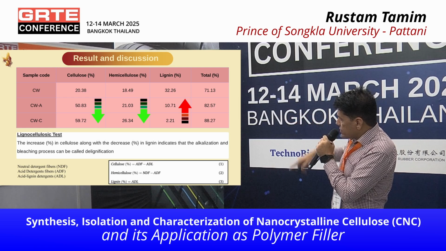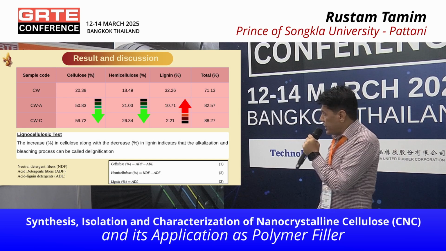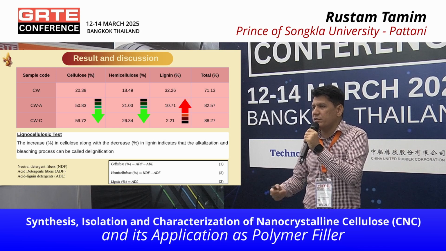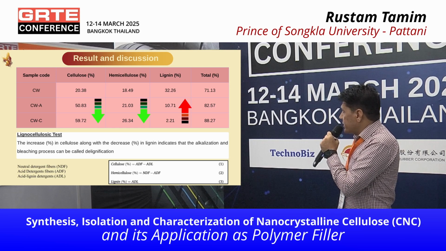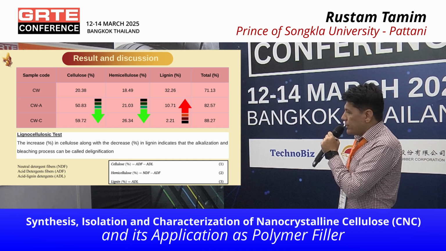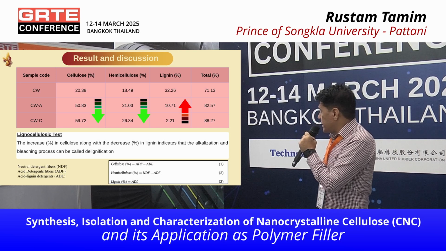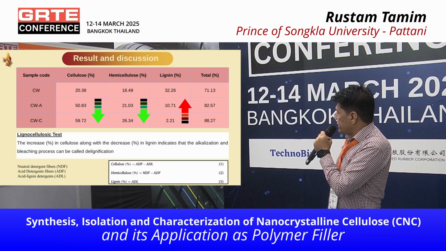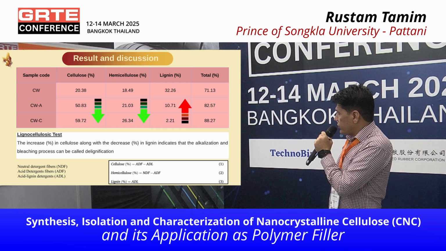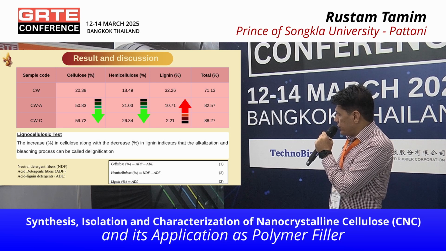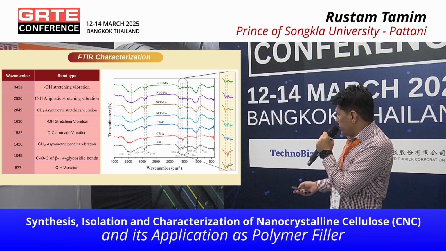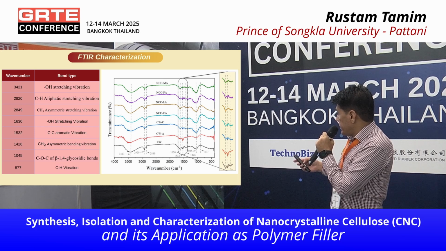The cellulose percentage is increased because that is our target, to increase the cellulose percentage and the hemicellulose. But on the other hand, the lignin percentage decreases, because we want to increase the nanocrystalline cellulose in the product. Yeah, it was calculated by that.